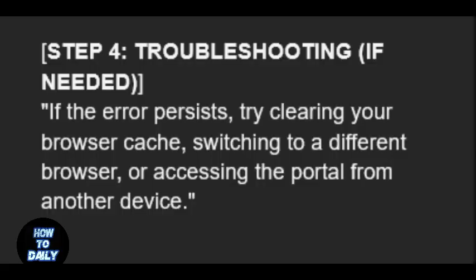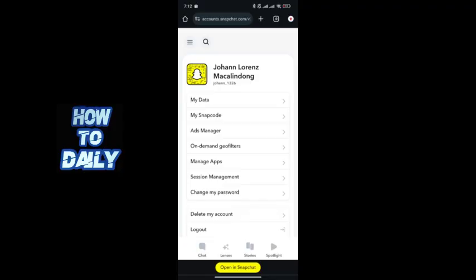If the error persists, try clearing your browser cache, switching to a different browser, or accessing the portal from another device. And that is how to fix the 72 hours Snapchat error on Samsung.